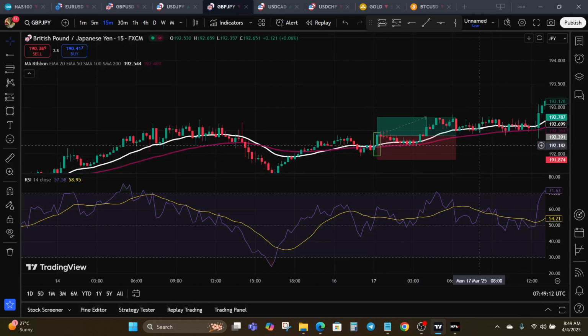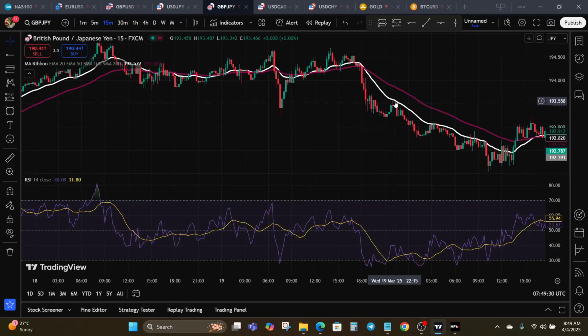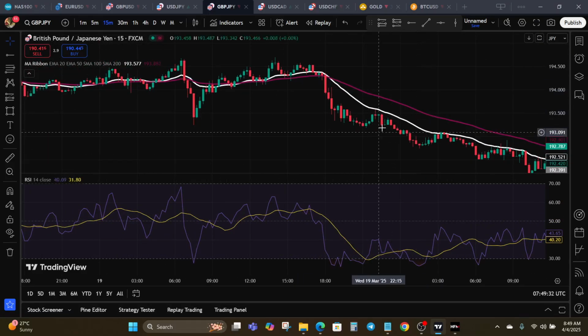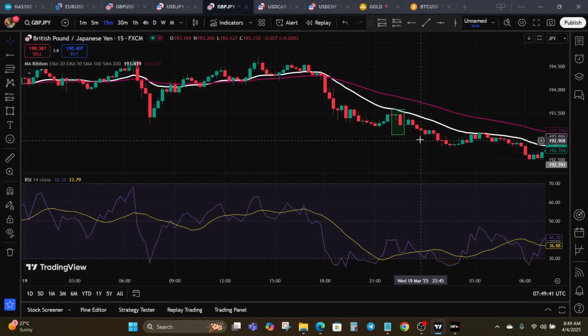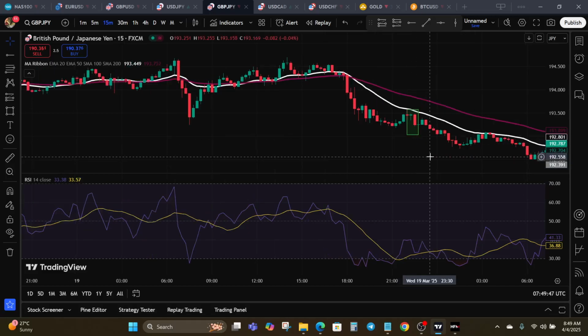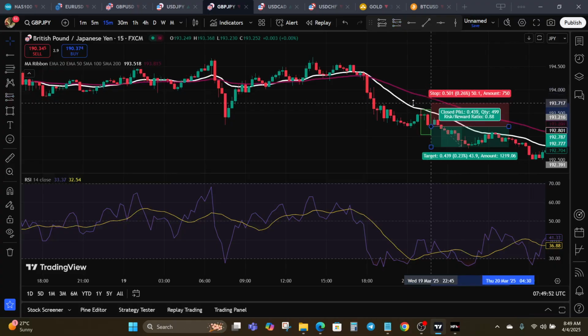Then for short trades, the reverse is the case. You get your 20 EMA to cross below the 50 EMA, and your RSI should be below the 50 level. And then you wait for a pullback. Then ensure you get a confirmation candle, such as a bearish engulfing, like we had around here, just coming off the moving average. After that, you can enter your sell. Your stop loss is going to be above the nearest swing high.